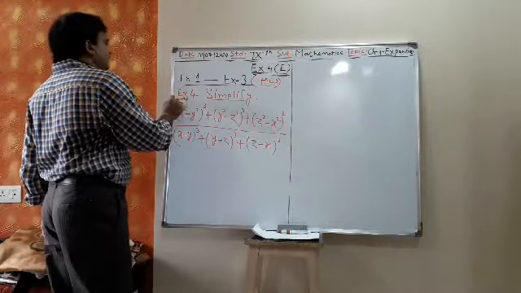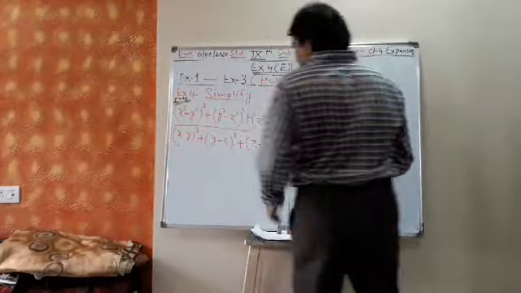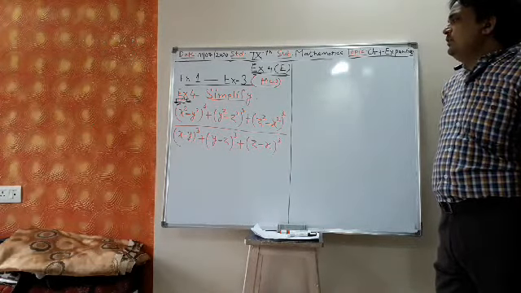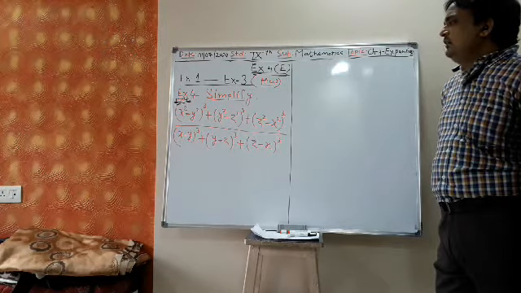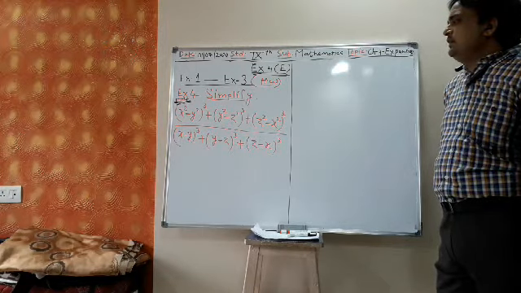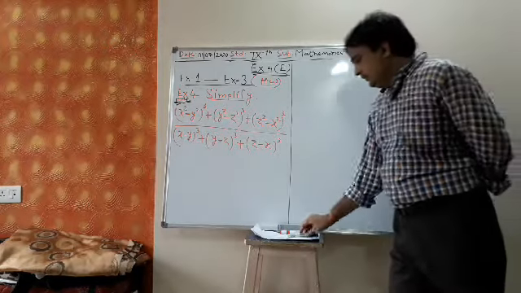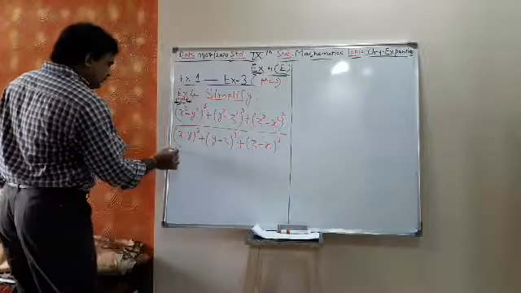Fourth one: simplify (x square minus y square) whole cube plus (y square minus z square) whole cube plus (z square minus x square) whole cube, upon (x minus y) whole cube plus (y minus z) whole cube plus (z minus x) whole cube. So this we have to simplify. Let us solve this.